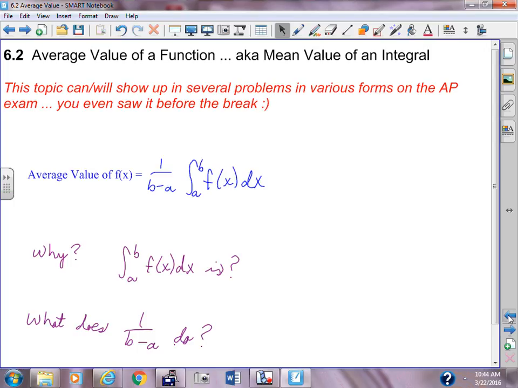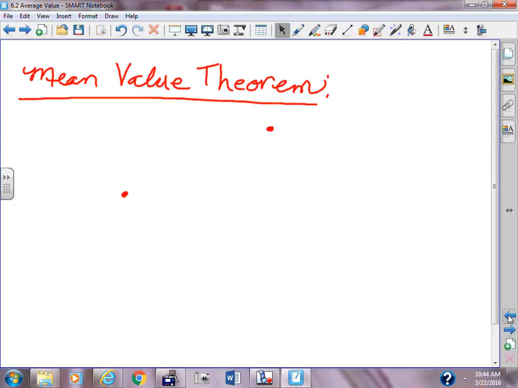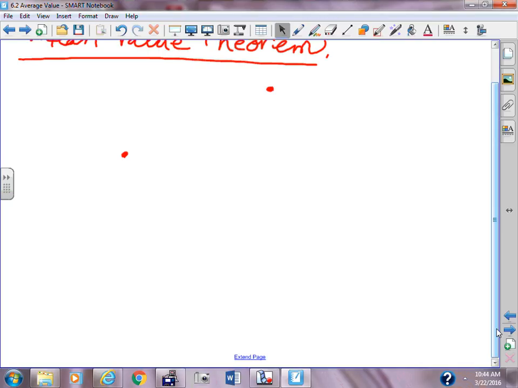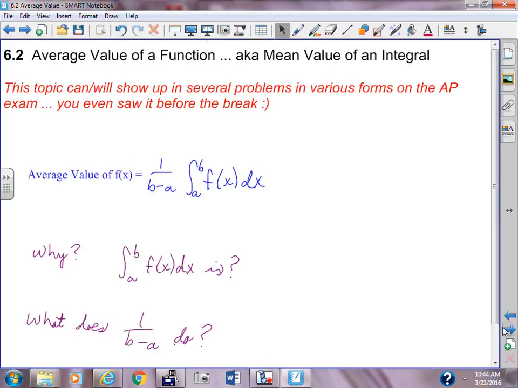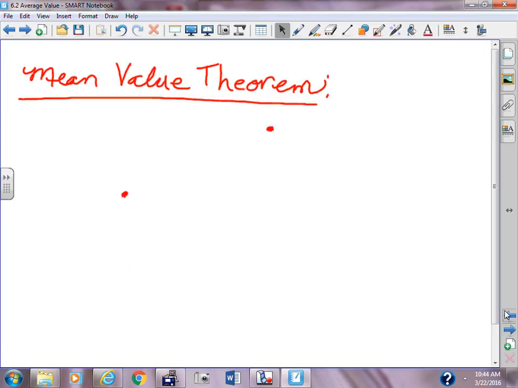However, last semester, you learned about the mean value theorem when we were doing derivatives. So I want to make sure that you understand mean value theorem is not the same thing as finding the mean value of a function. Okay? Now, in looking at this, mean value theorem did work with derivatives.